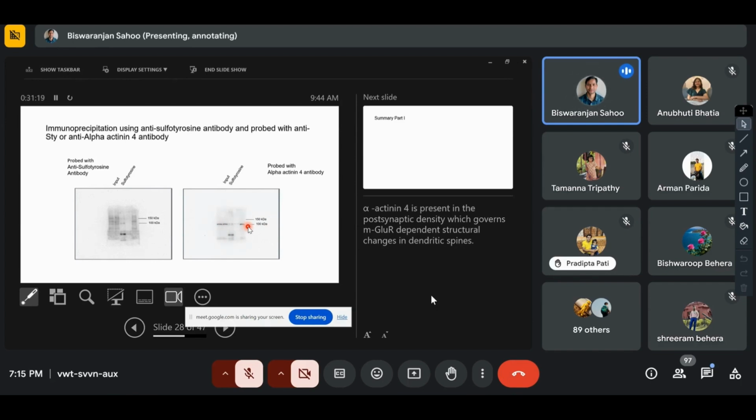So now let's come to what alpha-actinin 4 does in the context of synaptic plasticity and memory. Alpha-actinin 4 is present in the postsynaptic density, which governs another glutamate receptor, the metabotropic glutamate receptor. We already talked about the AMPA and NMDA receptors. They are ionotropic: direct binding opens the ion channels and the current flows. But metabotropic receptors signal indirectly, through G-protein-coupled receptors, the GPCR signaling mechanism.